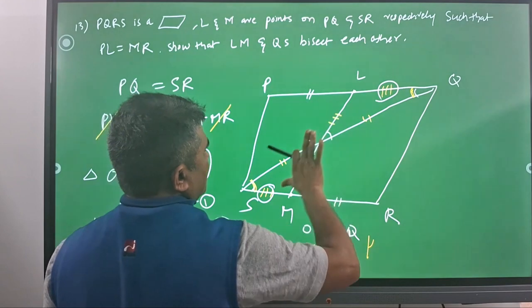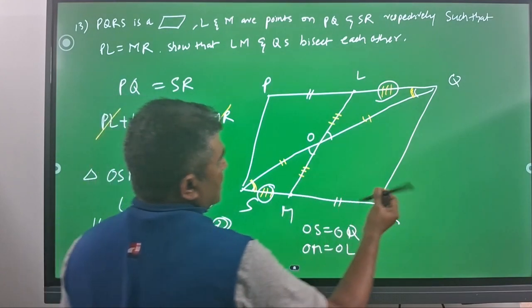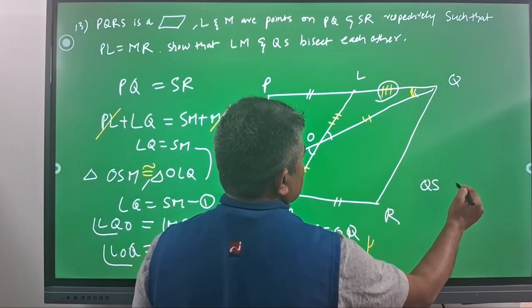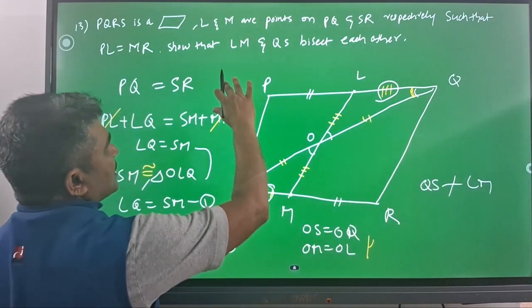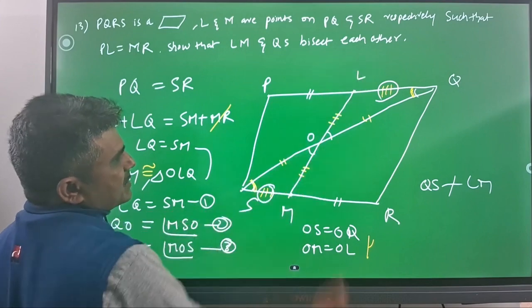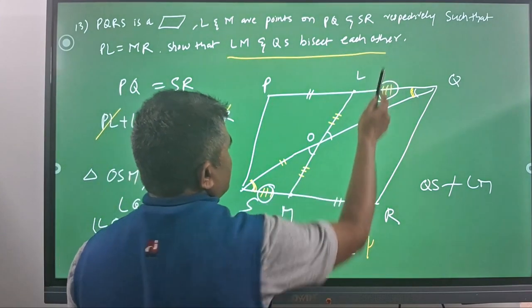Because these two are equal, we can say QS is bisecting LM. LM and QS are bisecting each other. That's what we proved, the relation that we needed.